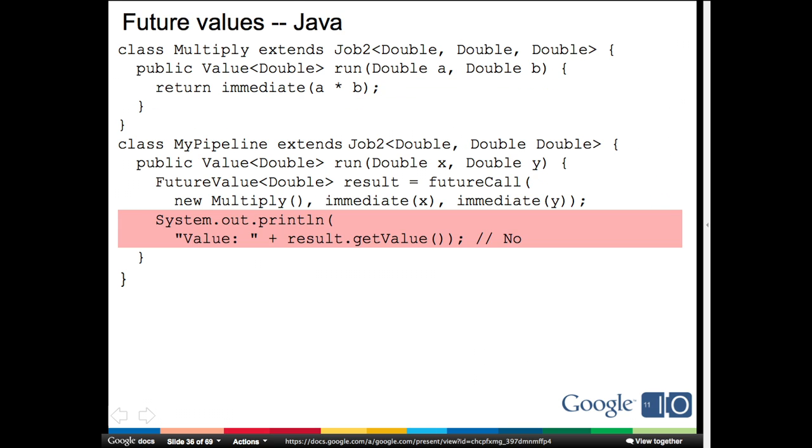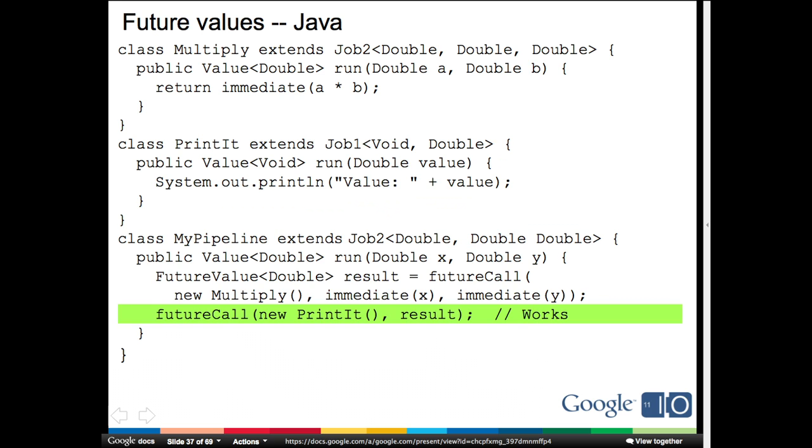Java works the same way. You cannot access the value of a future. It just doesn't work. When you make a future call, you can't call getValue. There's no such method. But you can take the value of the future and pass it to another job, like print it, which will then print the value. So it works exactly the same way. Just really simple semantics for how to deal with futures.